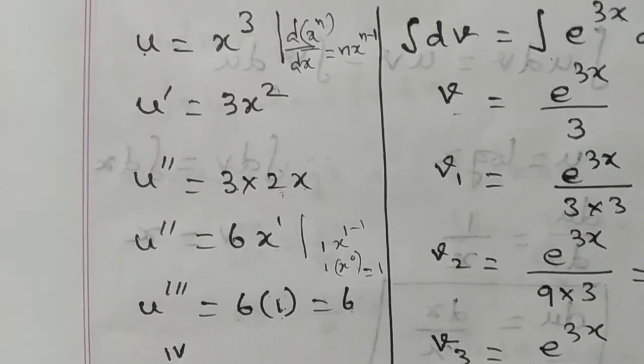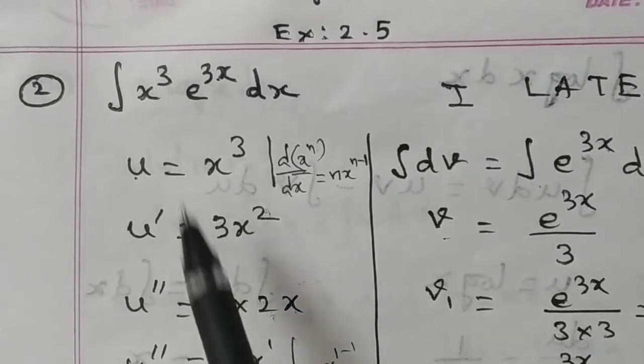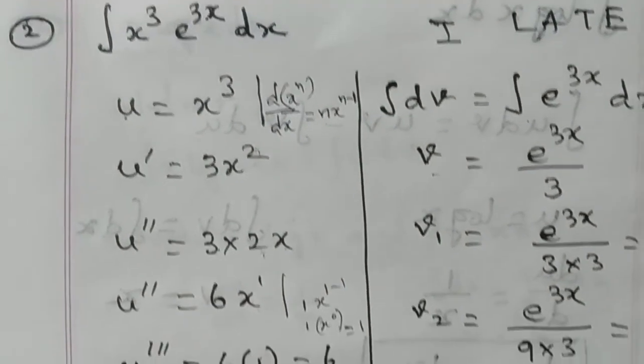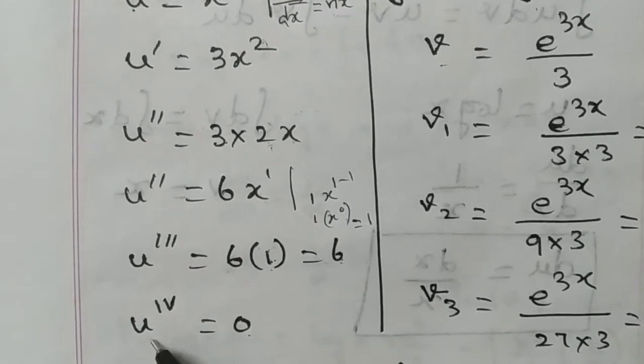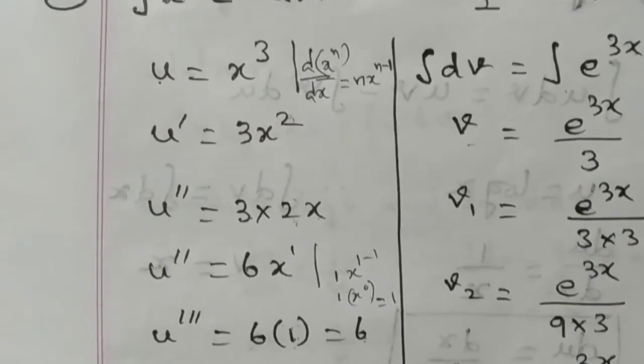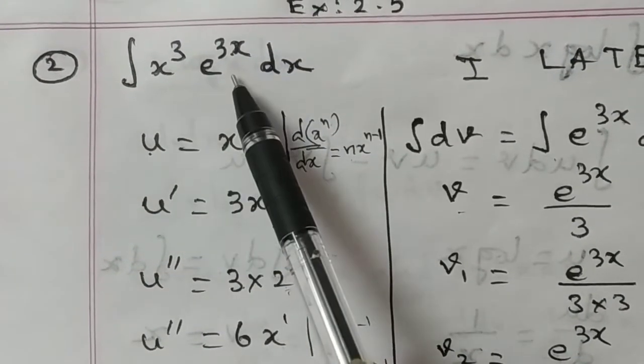Now integrate the given function. What is the remaining term? We chose u equal to x cube, and we are finding values up to the term 0. Here u4 equals 0, and the remaining terms u5, u6 are also 0. There is no need to find them. So the remaining term is integral e power 3x.